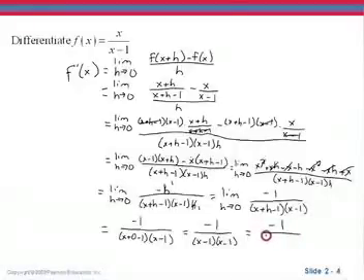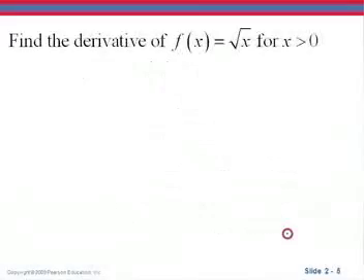And I can leave it that way, or remember we can also write that as -1 divided by x minus 1 squared. So that derivative of f of x, which is x divided by x minus 1, is -1 divided by x minus 1 squared. And that is using the definition of a derivative.